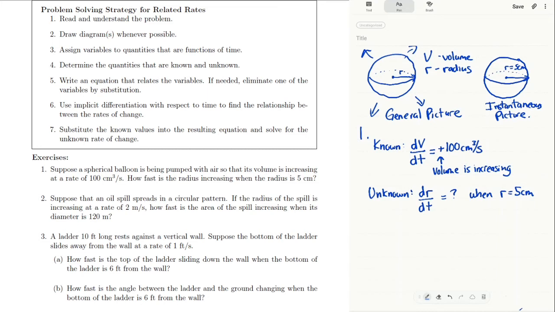Well, we know that the volume of a sphere is given as V is equal to 4/3 pi r cubed. So this is the relationship between our two variables. We can calculate the volume of the balloon by using this formula given its radius.